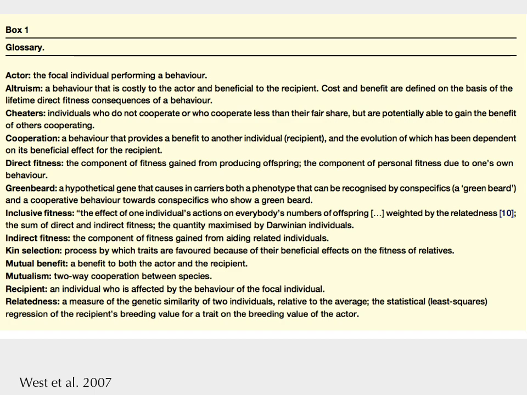How would you figure this out? Okay, so let's say here's you, and you have AA. What's the chance that your sibling has this gene? 50-50. Right?